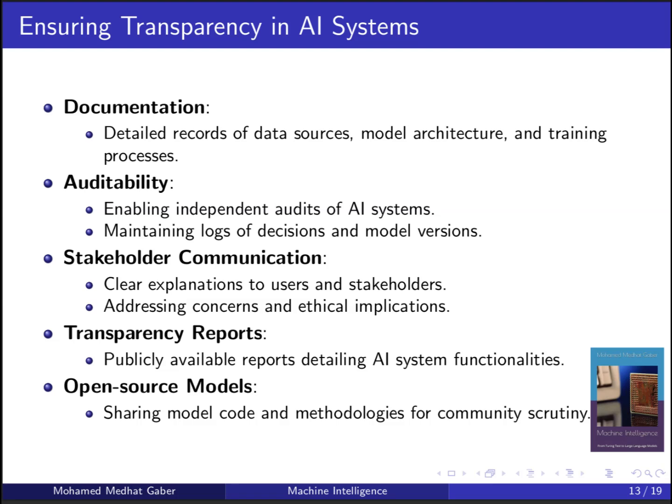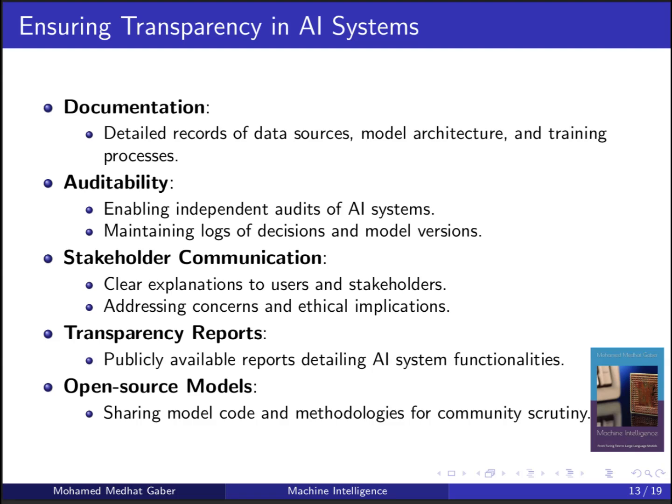Auditability is another key element. By enabling independent audits of AI systems, organizations allow third parties to examine and verify the system's functionality and compliance with ethical guidelines. This involves maintaining logs of model decisions, data usage, and versioning. Auditability ensures accountability, as it provides a mechanism to trace decisions back to their origins and assess their appropriateness.